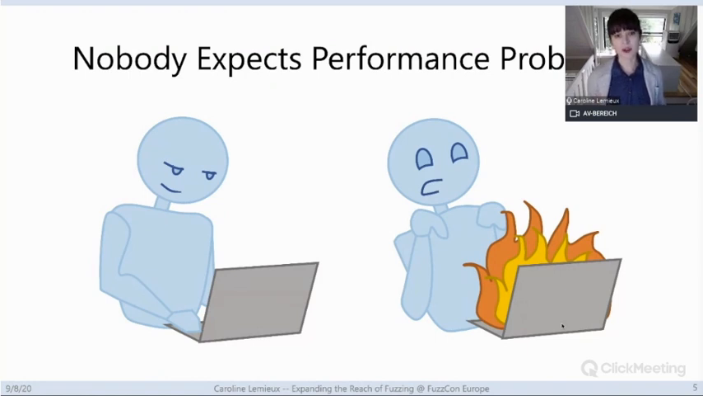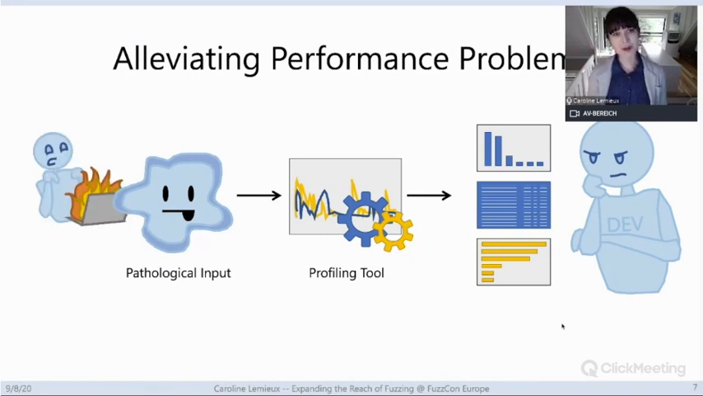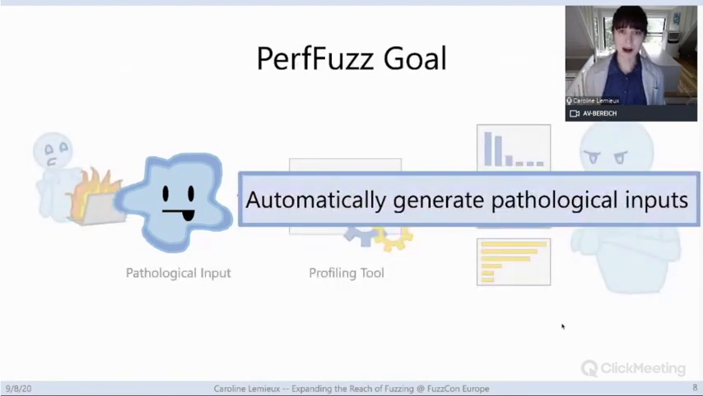Now, because of these problems, there's been a lot of great work into building profiling tools, which if you have one of these worst case performance inputs, a pathological input to the program, you can pass them through this tool and get a bunch of cool graphs and numbers that a developer can look at to try to improve the performance of the software. This is really great, but it assumes you have one of those bad inputs in the first place, which probably means that something terrible already happened. And our goal in Perf-Fuzz is to automatically generate these pathological inputs so the developer can have a look at them before something terrible already happens.